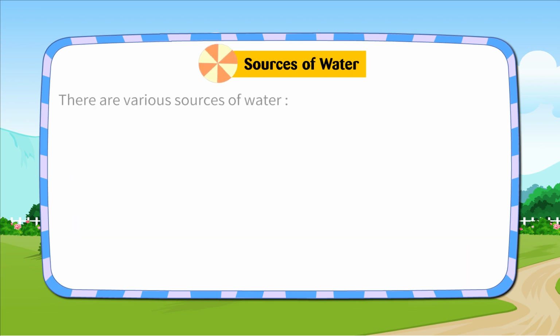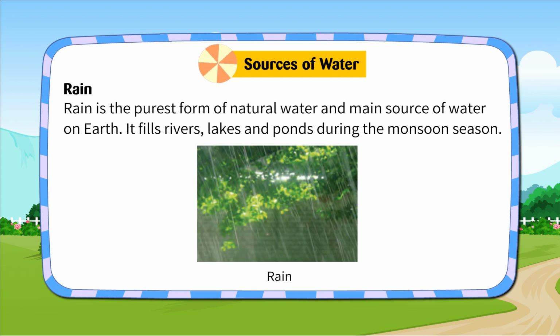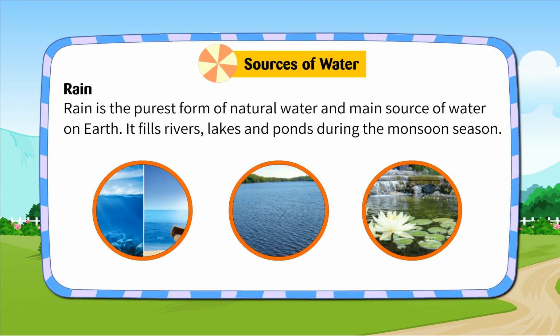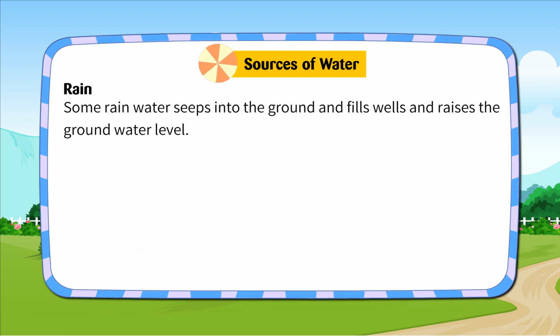Sources of water. There are various sources of water. Rain. Rain is the purest form of natural water and the main source of water on Earth. It fills rivers, lakes, and ponds during the monsoon season. Some rainwater seeps into the ground and fills wells and raises the groundwater level.